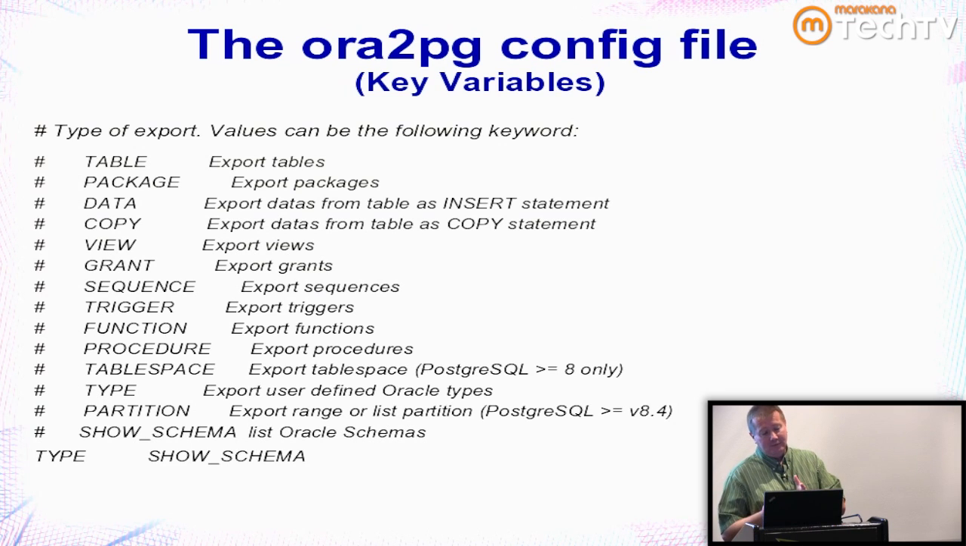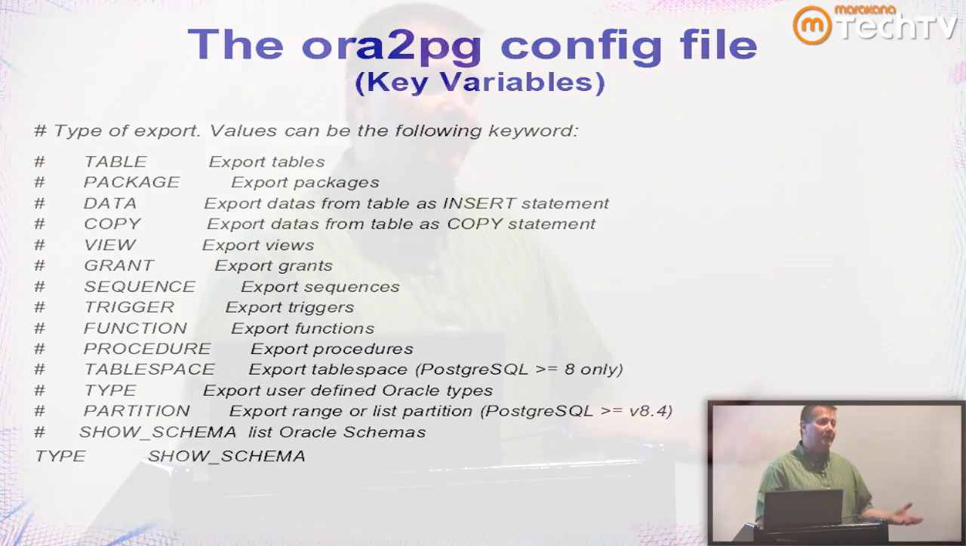Likewise, if you set it to data, it will dump the data, but it'll dump as insert statements. If you set it to copy, it'll dump the data as copy statements, so on and so forth. You can dump views. When you do grant, it dumps all the permissions, sequences, triggers, functions, so on and so forth.